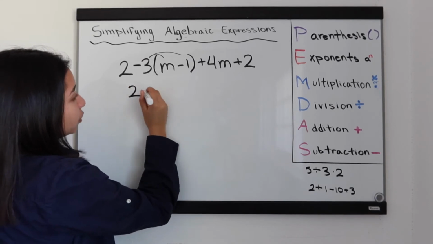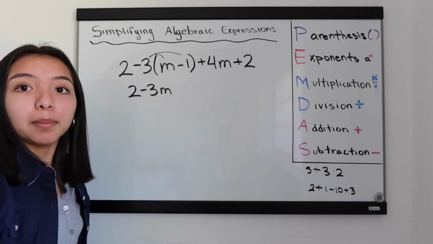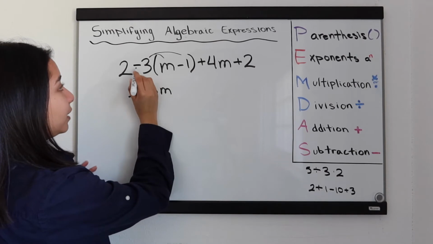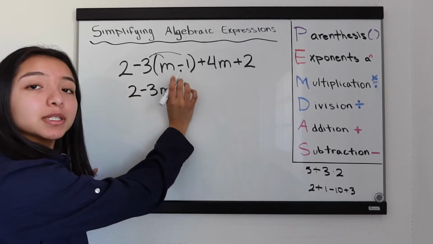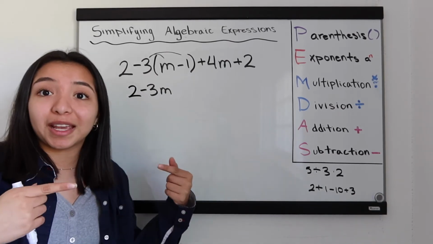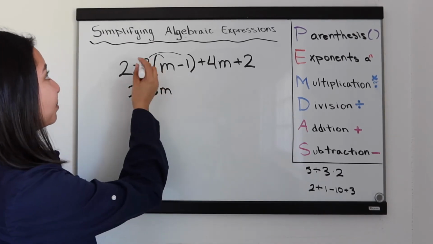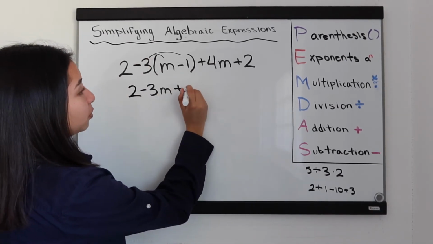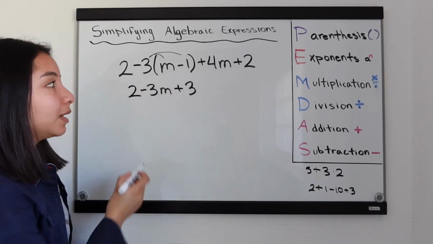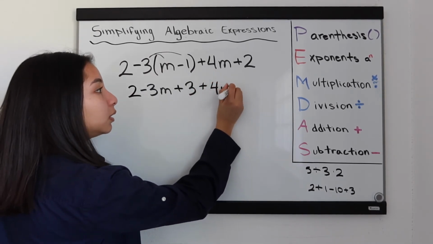So you're going to bring down that 2 minus 3m, because negative 3 times m is going to be negative 3m. Alright, and then negative 3 times negative 1, these negatives turn into positives because negatives like each other. They're both negative, so they both enjoy their company. So this is going to be plus 3, because 3 times 1 is 3. Remember, those negatives cancel out. Then you just bring that 4m down, and the 2.